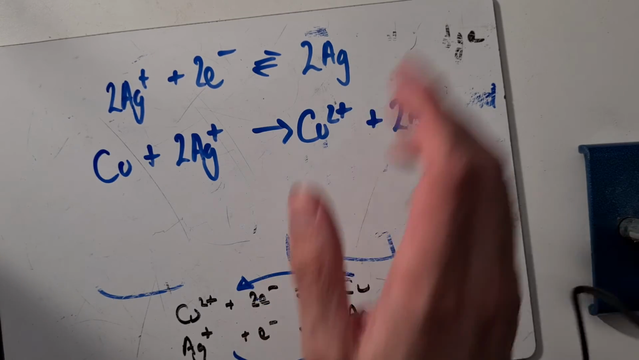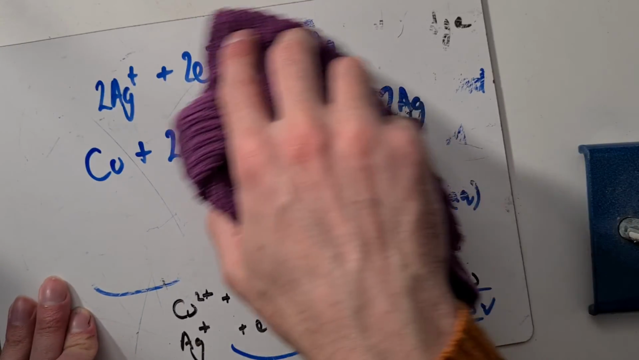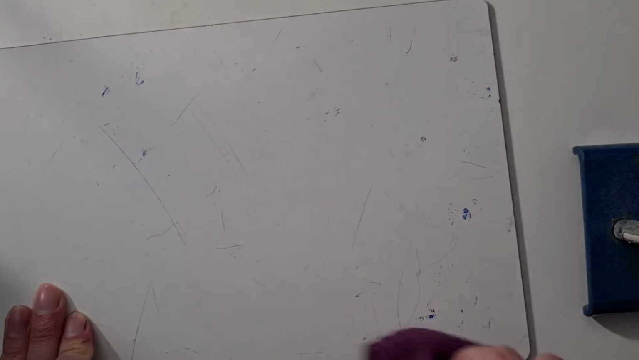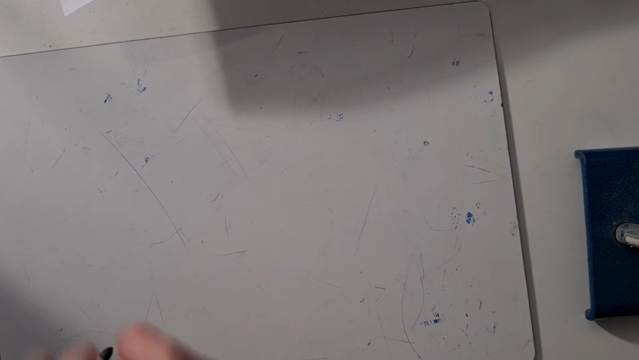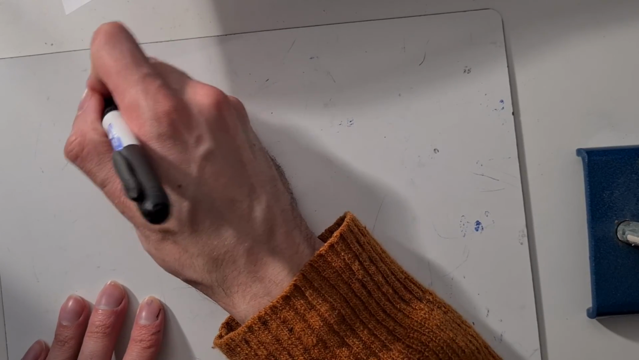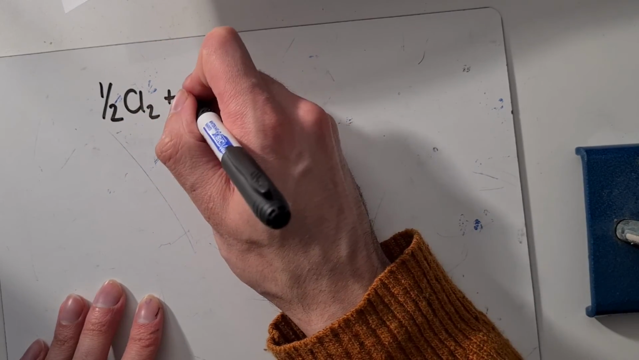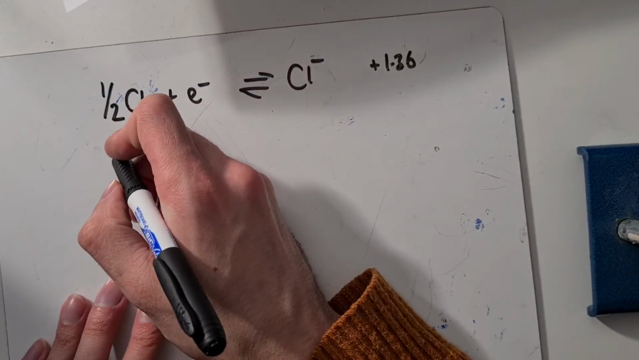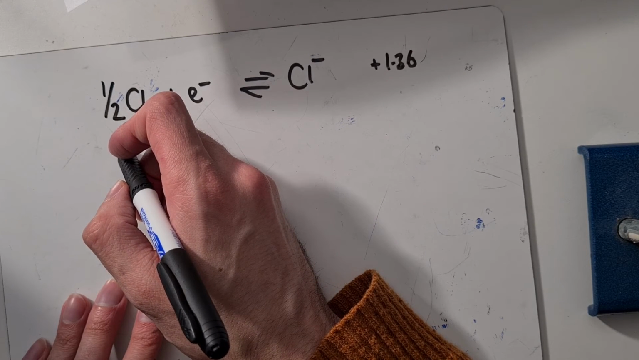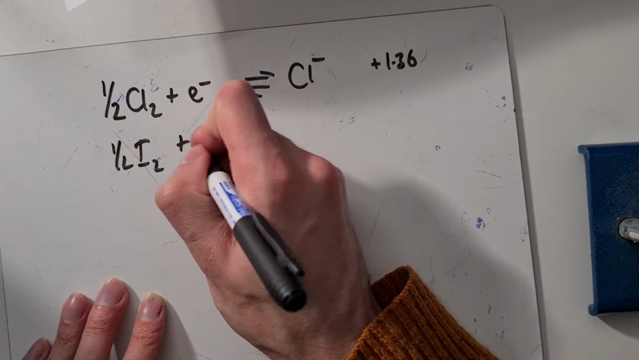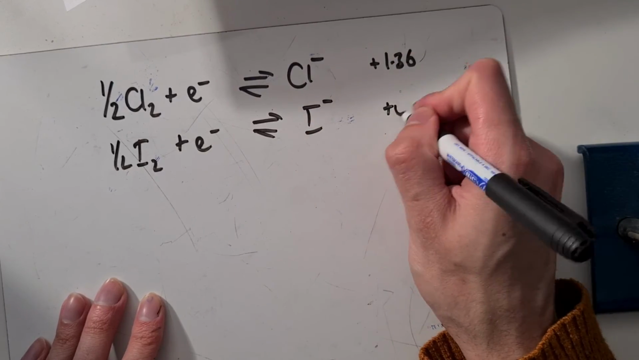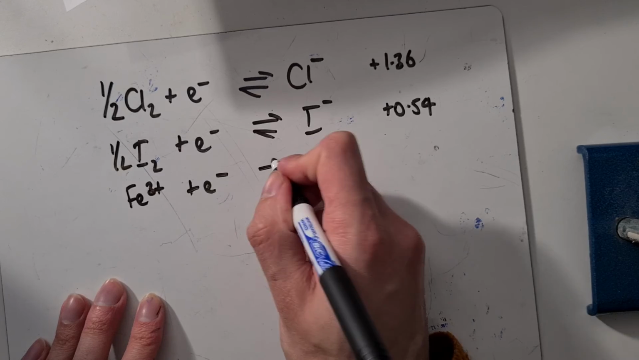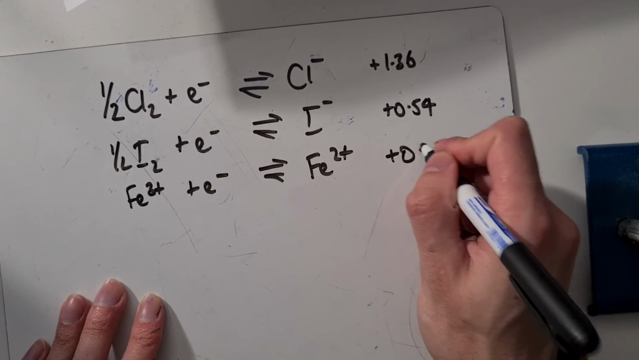Finally, chlorine will oxidise Fe2+ to Fe3+, but iodine will not. Explain why using the electrode potential data. So I'll have to draw each of those out and we'll have a look at those. Chlorine is half Cl2 plus e- into Cl-, and plus 1.36. Iodine is half I2 plus e- goes to I-, and that's plus 0.54. So we can guess that iron's going to be somewhere in between these. Fe3+ plus e- goes to Fe2+, and that's plus 0.77. So it is in between.